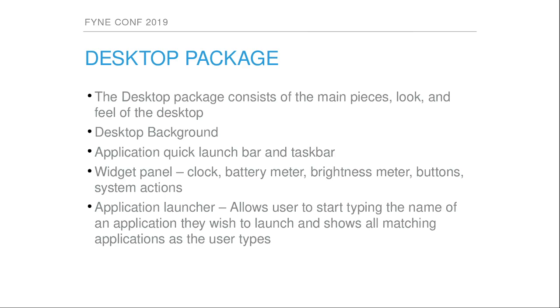The desktop package is your main pieces of the look and feel of the desktop. It's your desktop background, it's your application bar and taskbar, the widget panel, which consists of a clock and a battery meter, brightness, buttons, systems actions, that kind of thing, and the application launcher, which allows you to start typing the name of an application you wish to open, and it'll autocomplete it and show you matches and allow you to open it. We'll get into all of those features a little later.